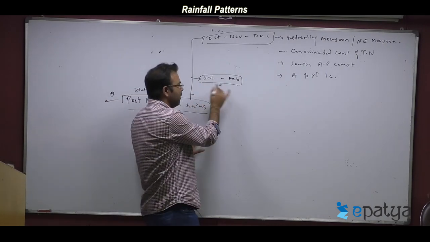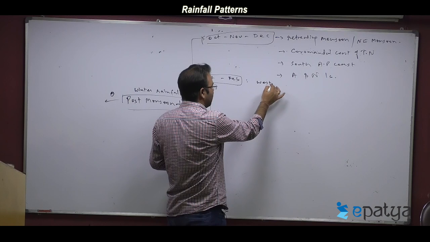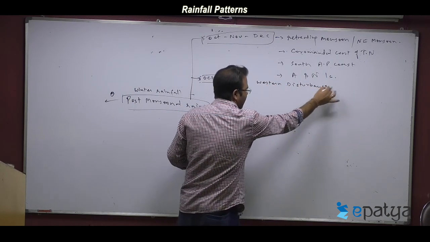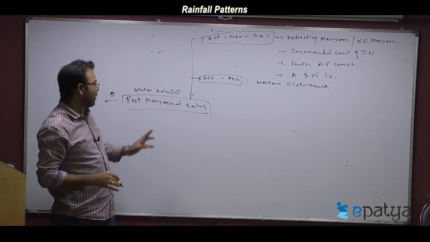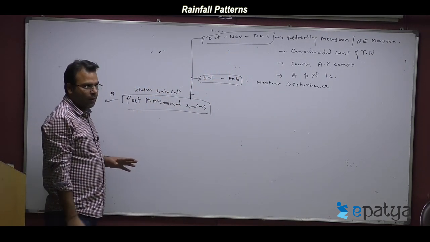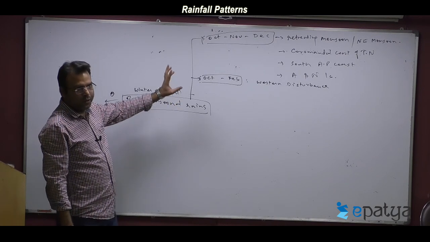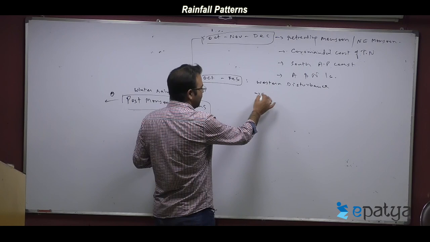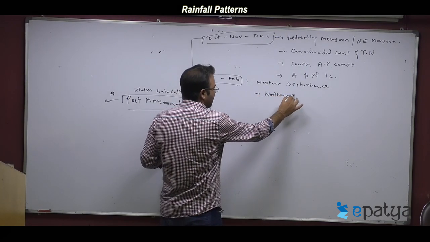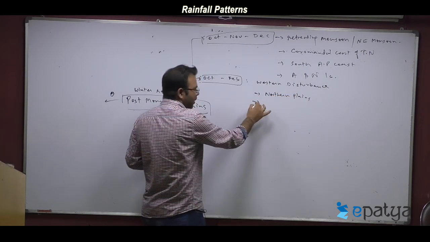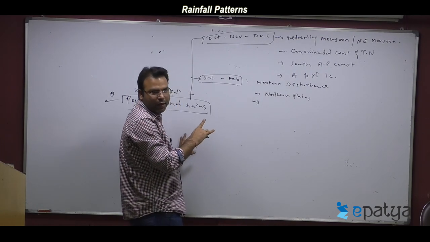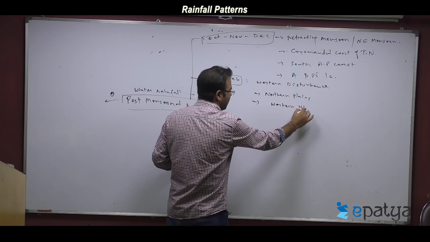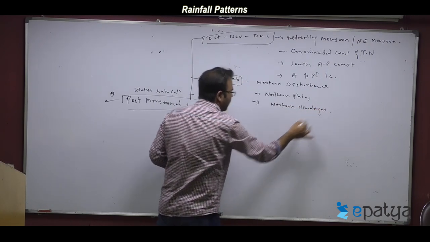From October till mid-February, rainfall is caused by western disturbance, which we already covered. Western disturbances are operative in the post-monsoonal time. The locations already covered are the northern plains and the western Himalayas, not the Assam plains, except the Assam plains, okay? Northern plains and the western Himalayas are the areas which receive this rainfall.